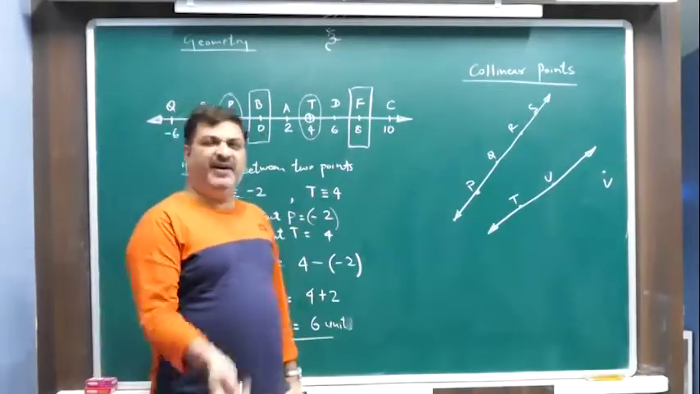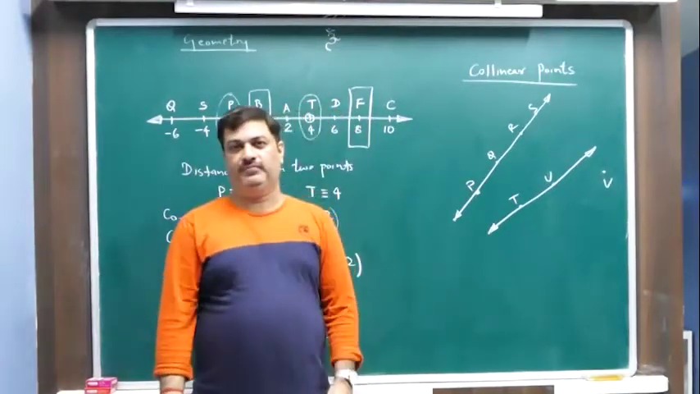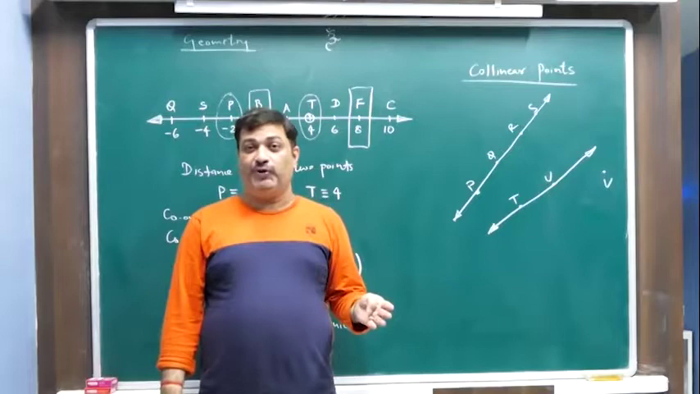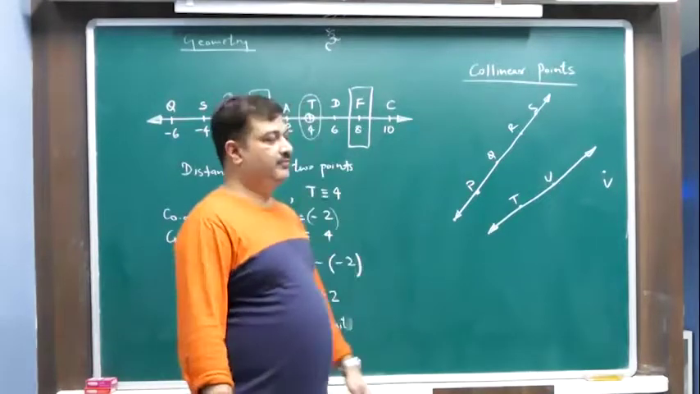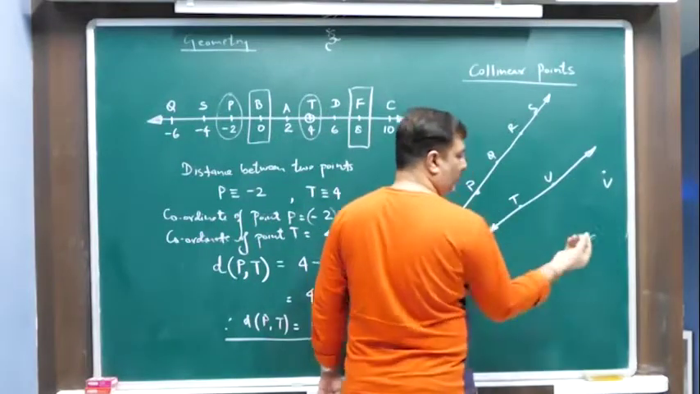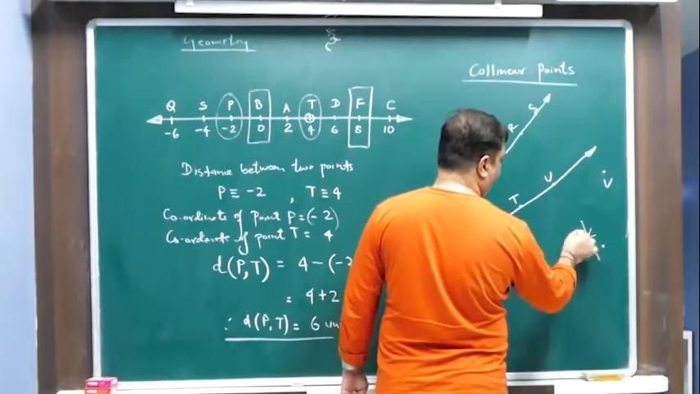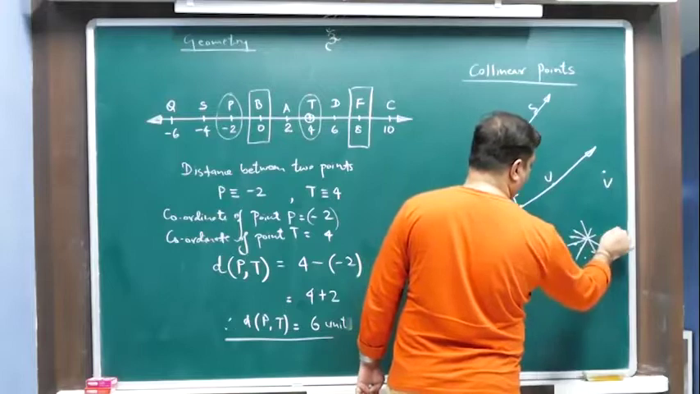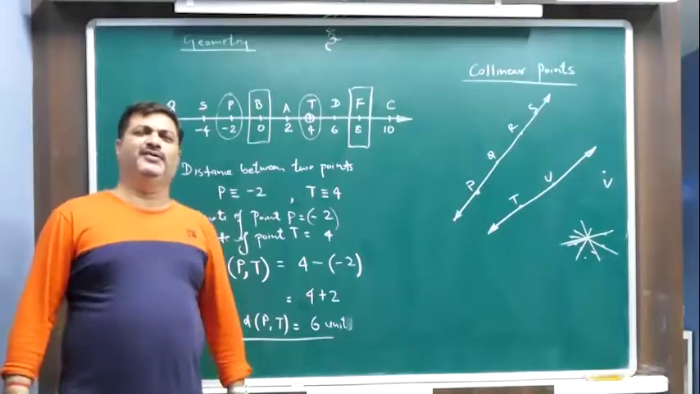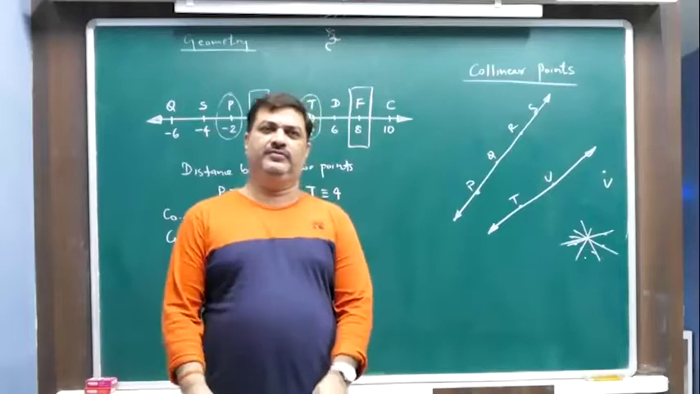Okay? By the way, whenever you talk of collinear points, minimum there should be 3 points. Why? Not because 2 points cannot be collinear. 2 points are always collinear. If you have 2 points, they will always be collinear. You don't have to find, you don't have to think. 2 points are always collinear. Is that clear?